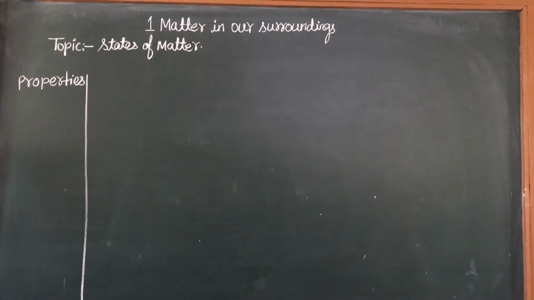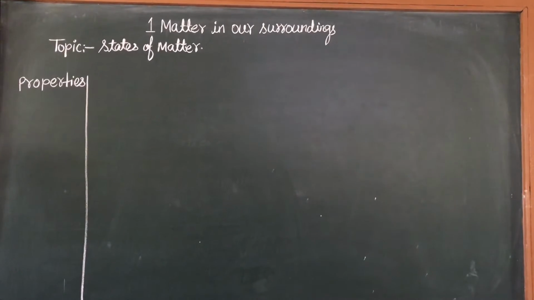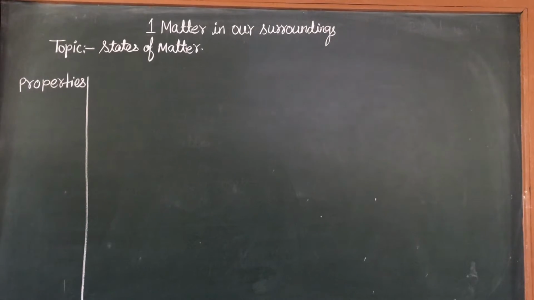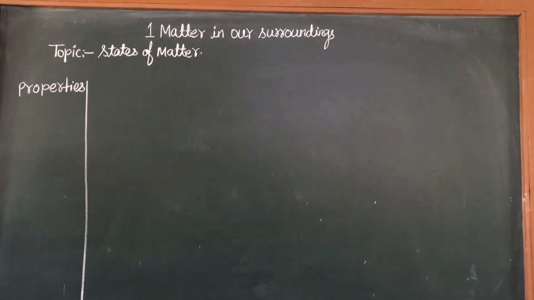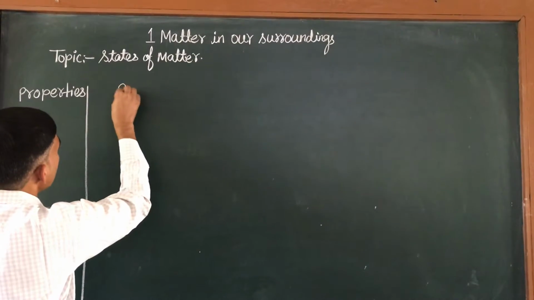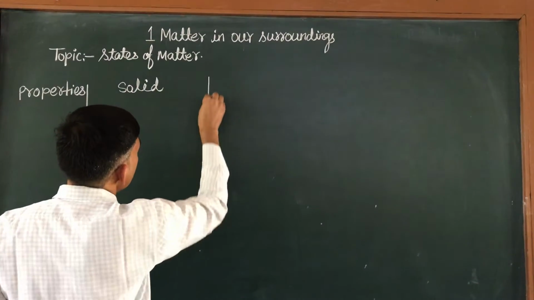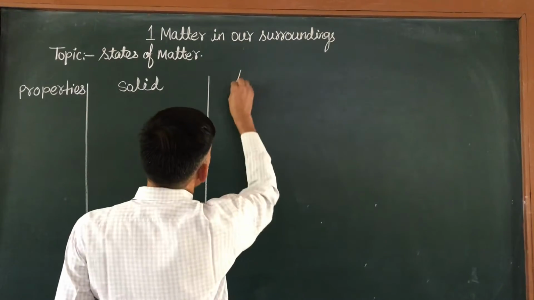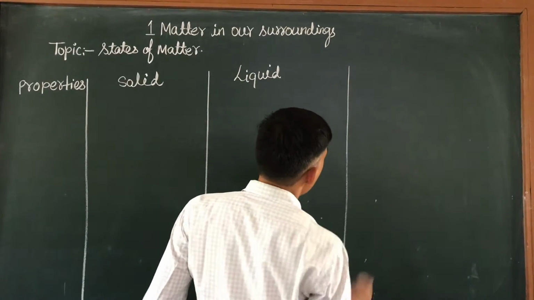In this video we will compare these three states of matter in tabular form, which will be very helpful to explain and compare the properties of solid, liquid and gas. So first of all we will draw a table, and in the first column we will write the property, then in the second we will write solid, then liquid, and last is gaseous.